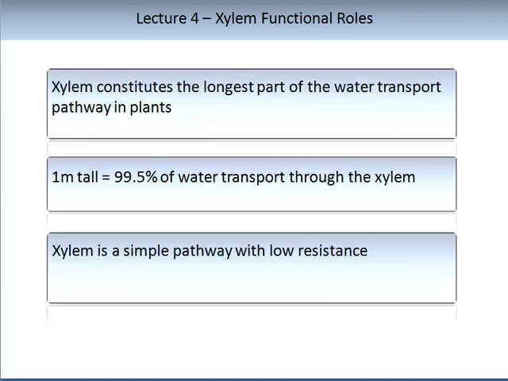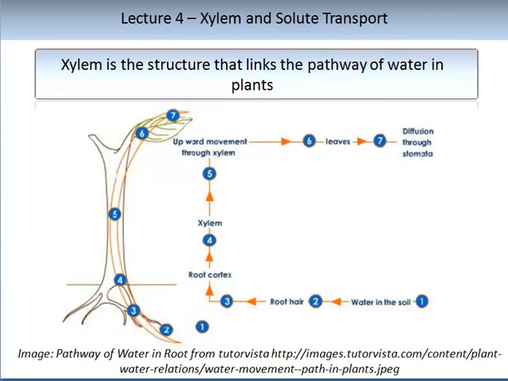The xylem constitutes the longest part of the water transport pathway in many plants. For example, in a 1 metre tall plant, about 99.5% of water transport is through the xylem. This percentage increases as the tree or plant grows taller. Xylem is a simple pathway with low resistance. The route of solute transport, in a simple concept, is from the soil matrix through the root hair, through the root cortex into the xylem, upwards into the leaves, and then, if the substance is water, it is diffused through the stomata.